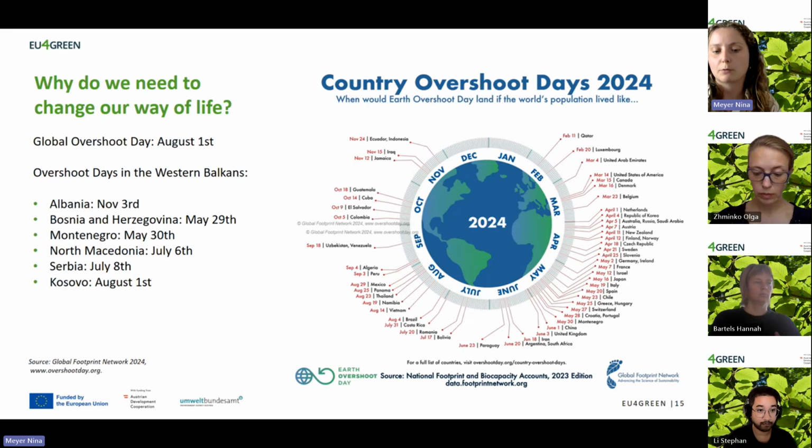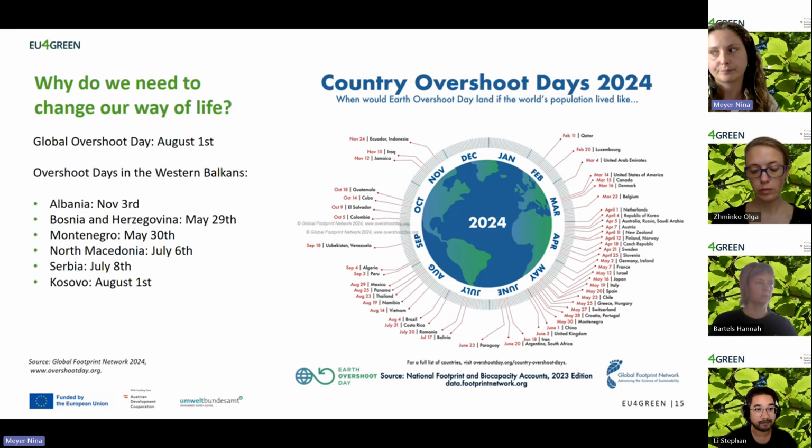We are already borrowing our resources from future generations, from our children, and they might not have such a livable planet anymore. Depending on the country, that day can be very, very early in the year. For example, Luxembourg, meaning they use a lot of resources and live very unsustainably, compared to Indonesia, which has its country overshoot day on the 24th of November. But even with their more sustainable lifestyle, they do not manage to reach a full year with the resources that are available to them.